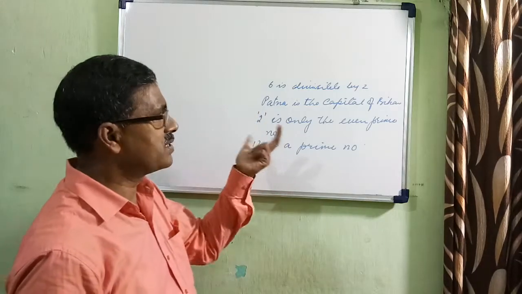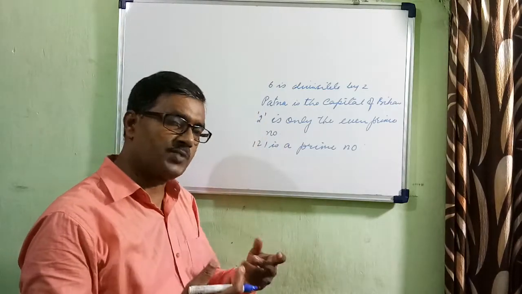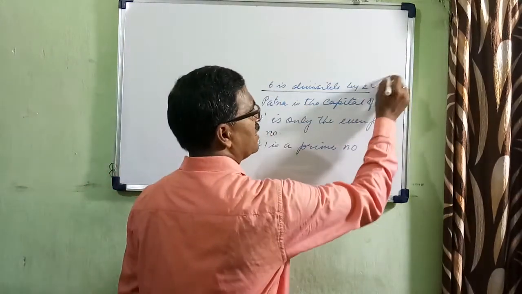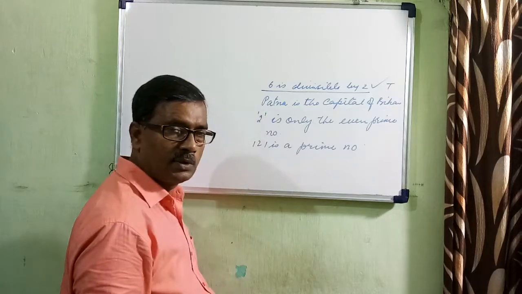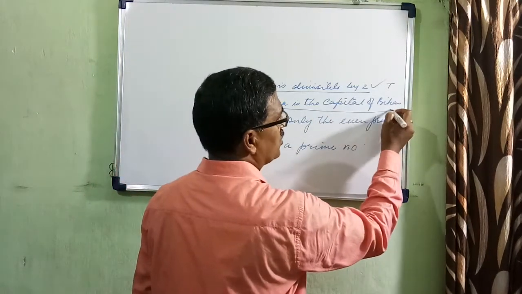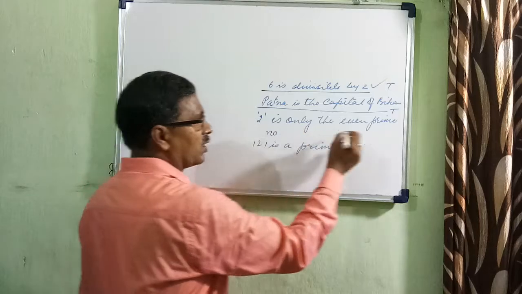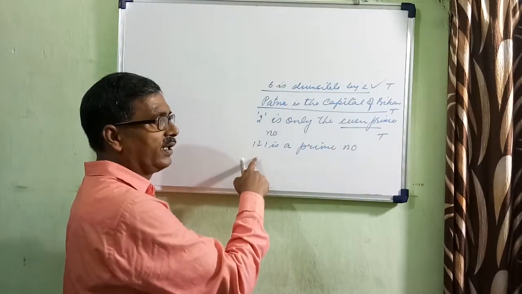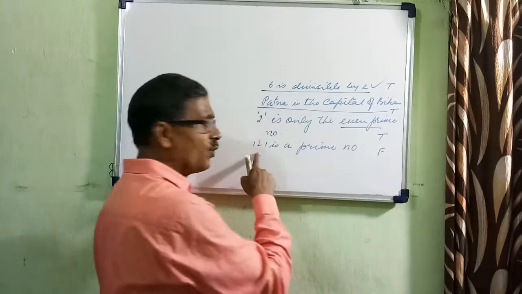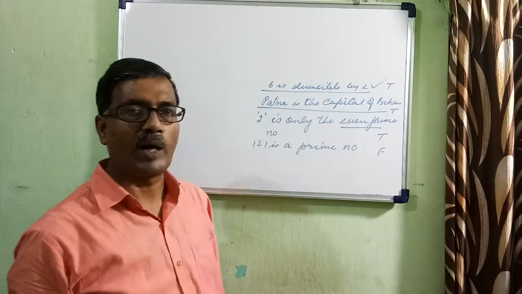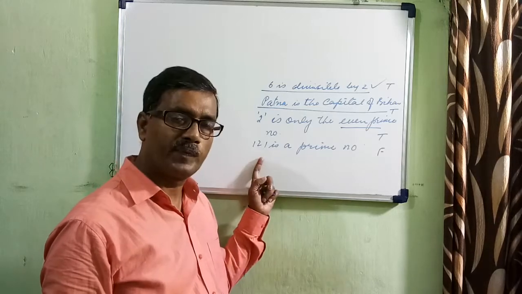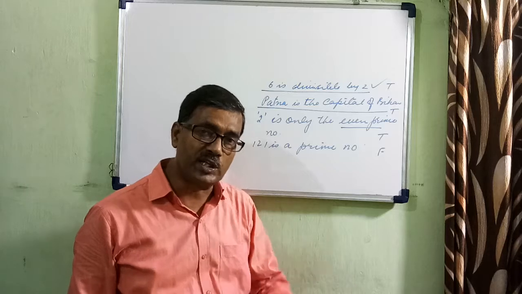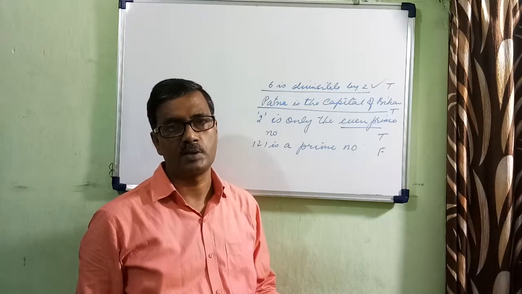So here we have some sentences. We are going to judge whether they are correct or not. When you talk about this, it is a true statement. This is also a true statement. This is also a true statement. But 121 is a false statement because 121 is not a prime number. It is divisible by 11. So these sentences which we are going to judge are called statements.